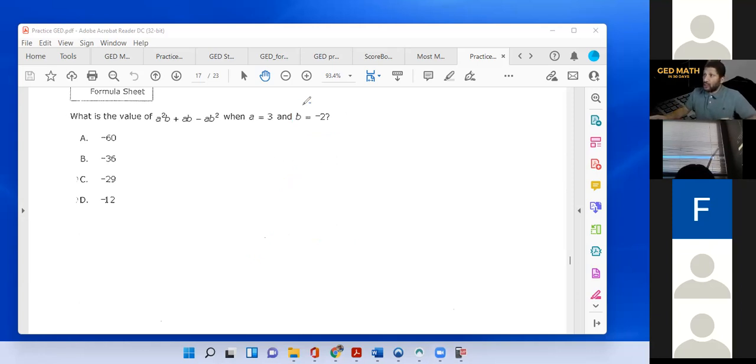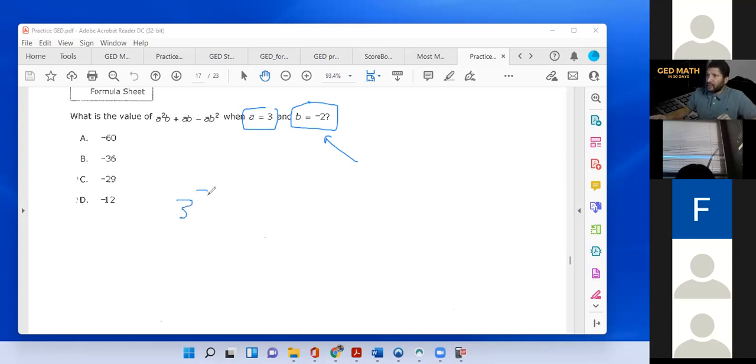So what you should notice is that A is 3, and the value of B is negative 2. A lot of times when they ask you on the GED exam to evaluate an expression, one of those values is going to be negative because they want to see if you make a mistake, because this is what most people do. Let me show you what most people do.